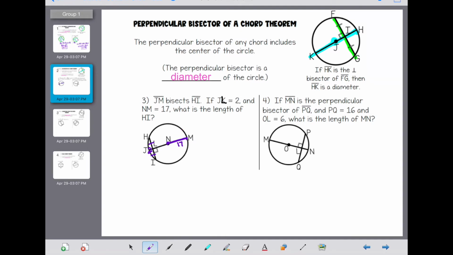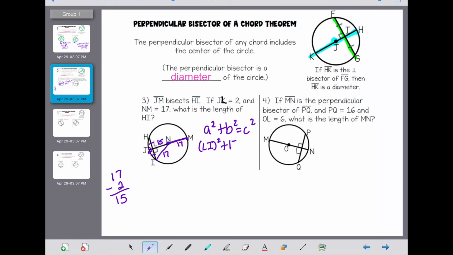So because I know that JM is perpendicular to HI, I have my right angle at L, I could add in my own radius from N to I, and I know that that has to be 17. So NJ also has to be 17 because just from N to J is another radius. So if all of NJ is 17 and that tiny little piece of JL is 2, I can subtract that and I'll get 15 for LN. So then I have a right triangle, which means we could use a squared plus b squared equals c squared to solve for LI. So then if I have a squared plus b squared equals c squared, I could solve for LI.